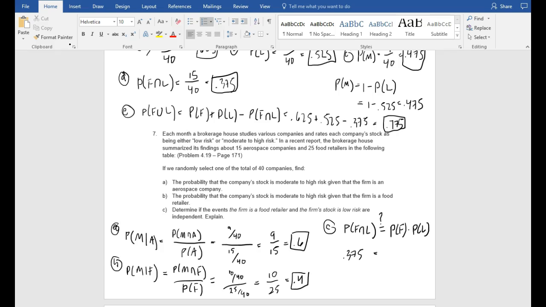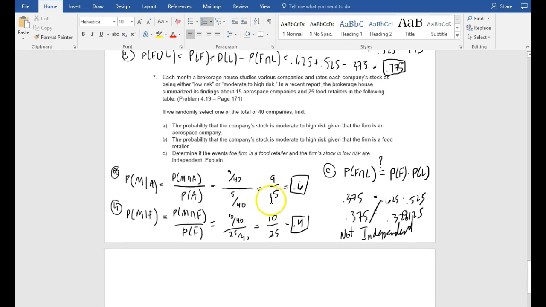We know from looking above that the probability of F is 0.625 and 0.525 for that. We multiply those together and we get 0.328125. And those are not equal. So because they're not equal, we say not independent. If they were independent, we would see that those are equal.